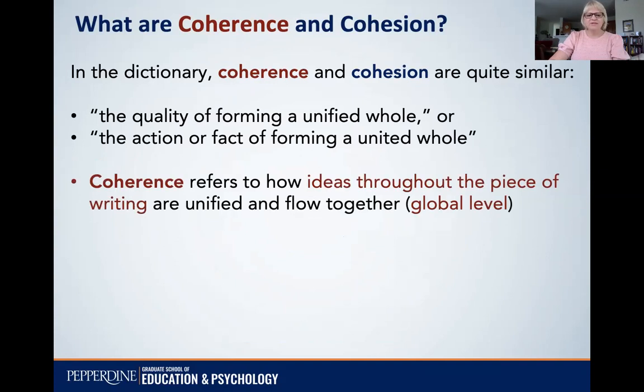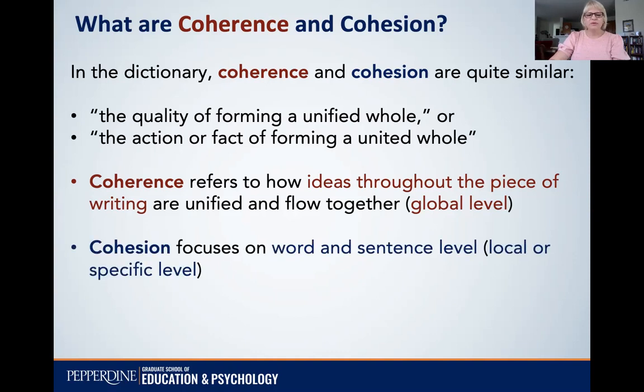In writing, we like to refer to coherence as working on a global level. How are all of your ideas working together as a whole? Whereas cohesion focuses on word and sentence level, on the local or specific level. So today I want to focus on coherence, looking at the global level.